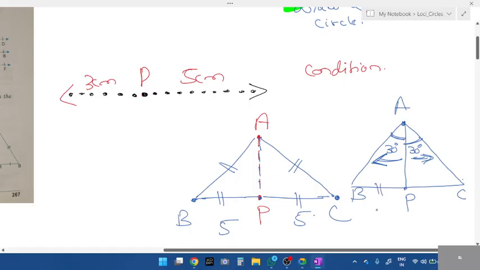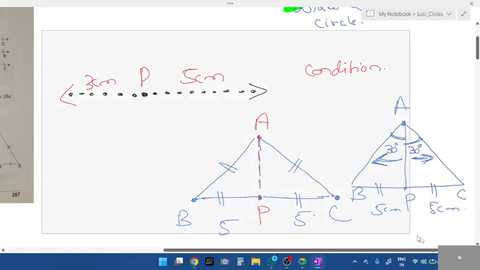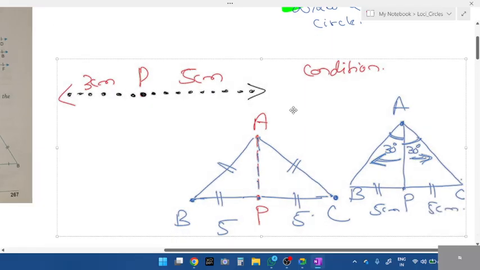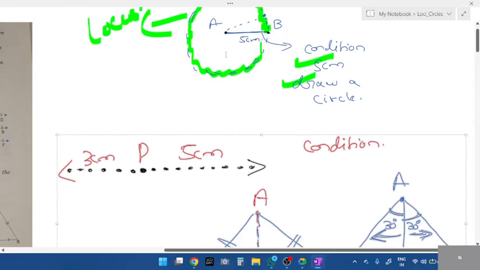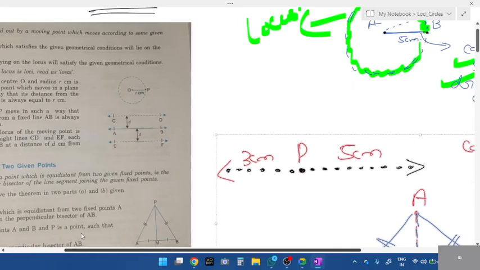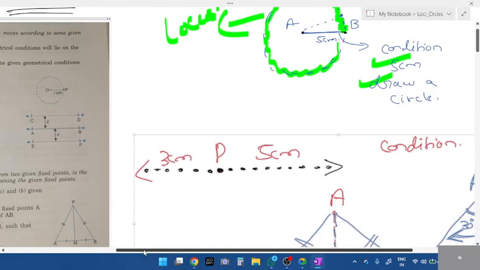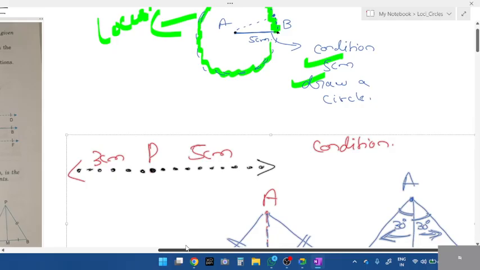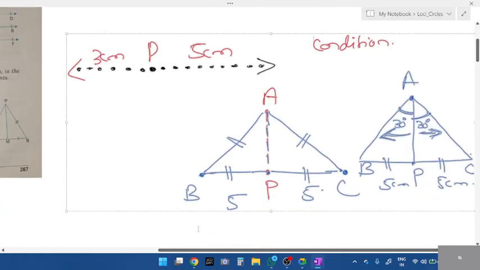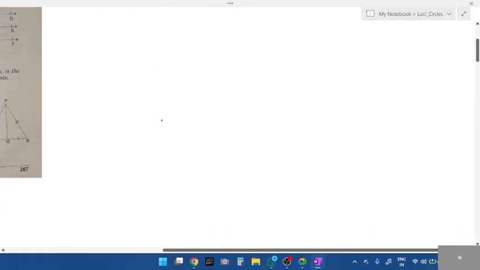Therefore, the distance between BP, if it is 5 centimeter, PC also will be 5 centimeter. Actually, all this is not required. Construction is important. Okay, just for definition purpose, all of you understood what is locus? Locus definition. It is just a point or a path traveled, students. That's it. Okay, that is locus.